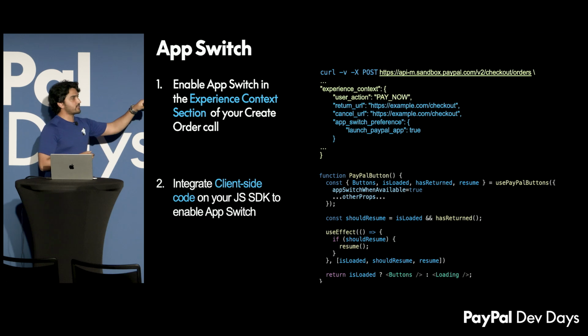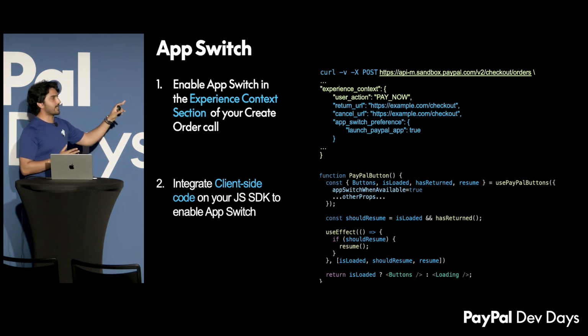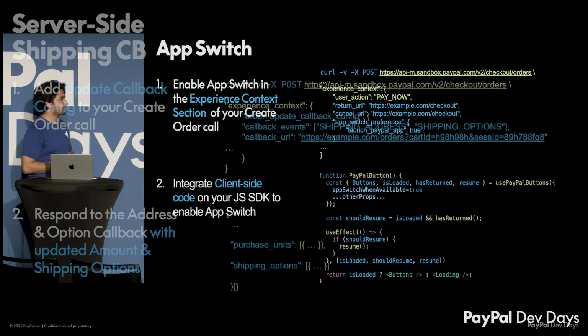So in the top section here, we're using use PayPal buttons. So we've implemented the use of hooks to basically make these states dynamic. So you've got your buttons, is loaded, has returned, and resume. And this allows the SDK to actually dynamically create the components that's returned and allows us to orchestrate the app switch from start to finish without having the merchant actually worry about any of this conditional rendering logic.